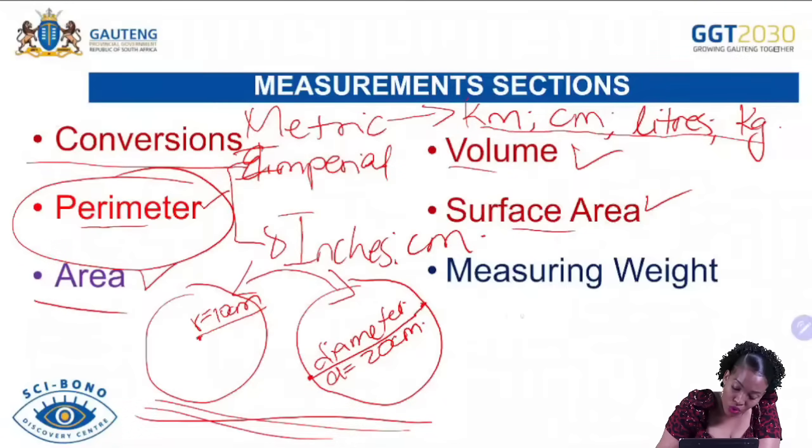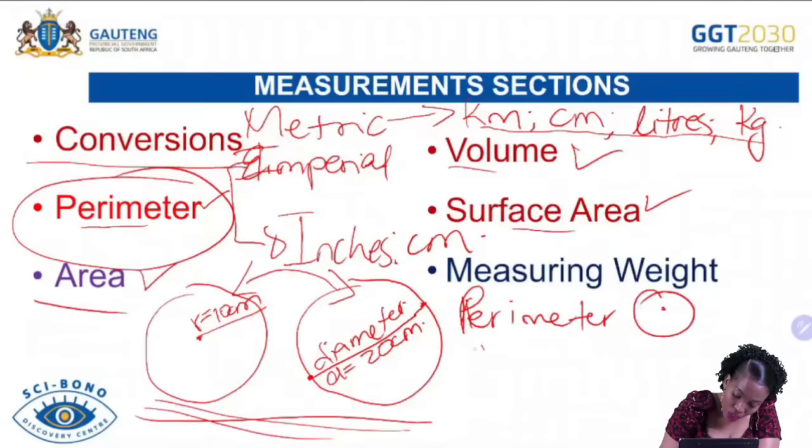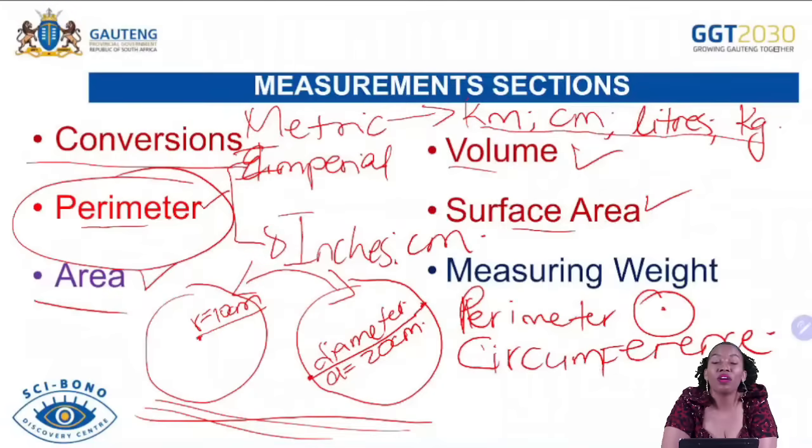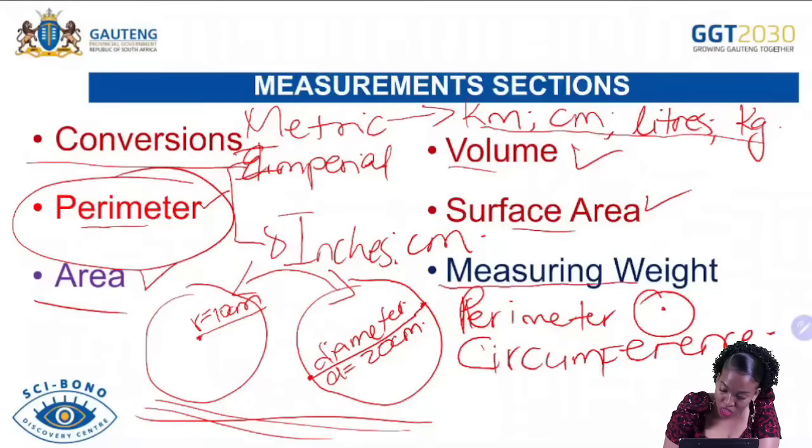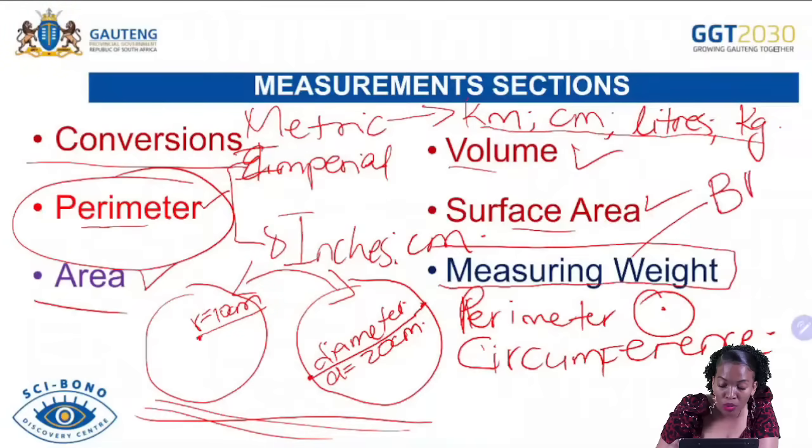And what you must also know is that the perimeter of a circle, we call it what? We call it a circumference. That is what we call a perimeter of a circle. And then the last part of measurement, it is the issue of measuring weight. Here on measuring weight, this is where we talk about your BMI.